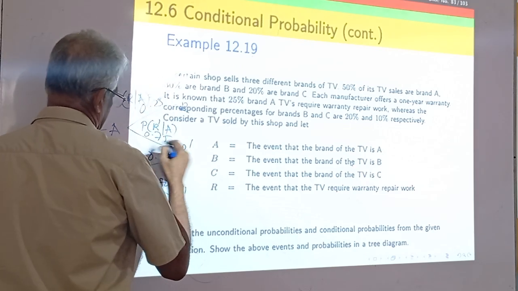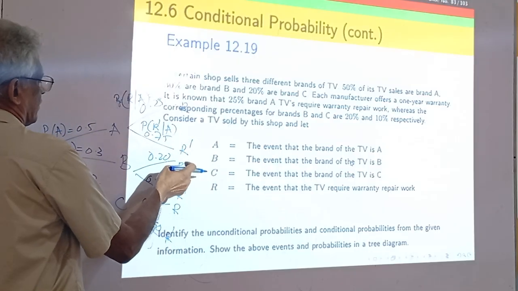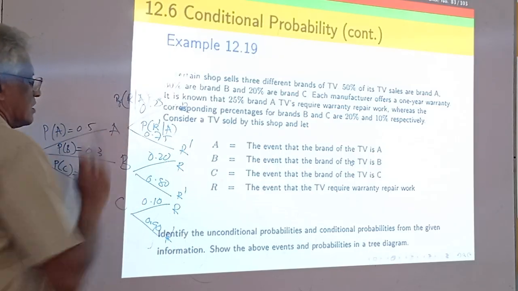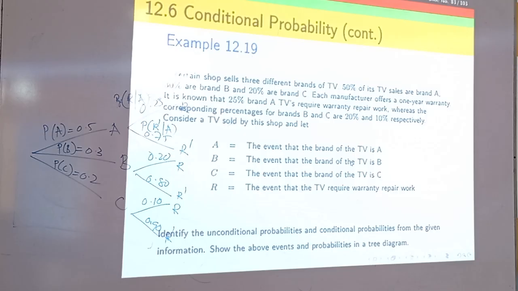And similarly, this is the conditional probability of R given B, and this is the conditional probability of R dash given B.